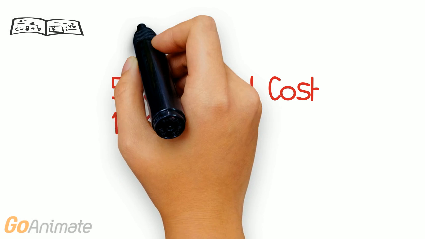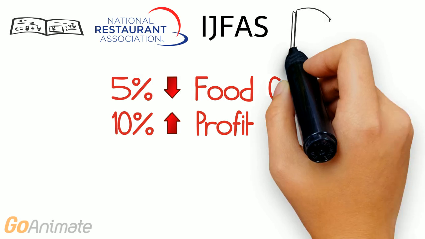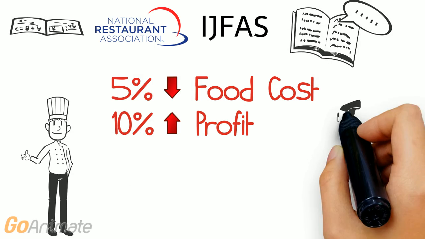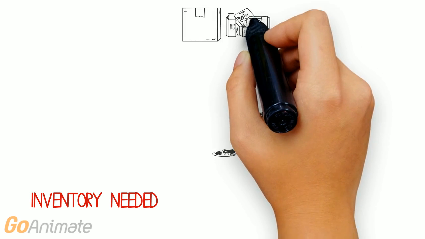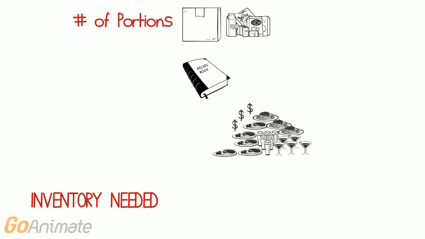In studies from the National Restaurant Association and the Journal of Accounting and Financial Studies, time and time again it shows operators using a complex software solution for managing costs and inventory show an average decrease of at least 5% in their cost of goods and an average increase of at least 10% in their profits compared to those operators who aren't.